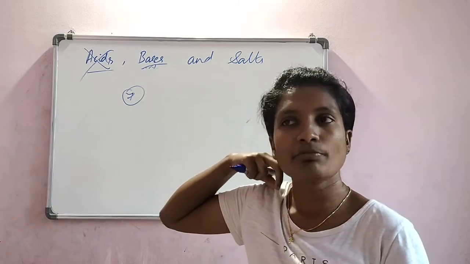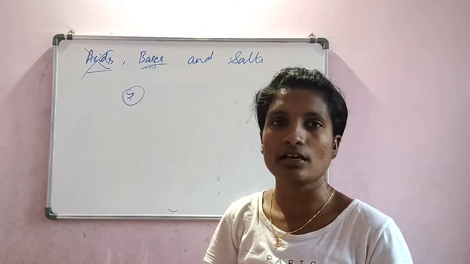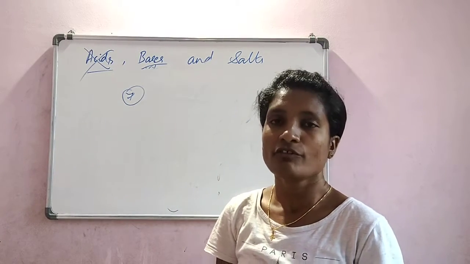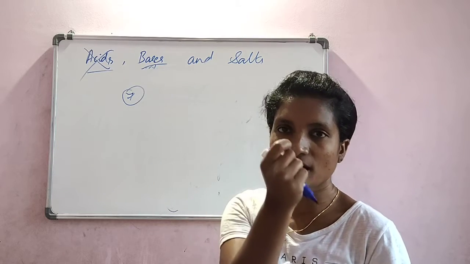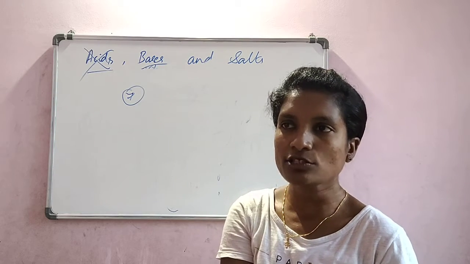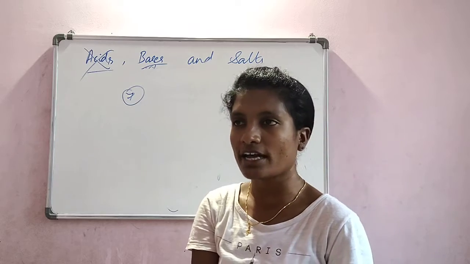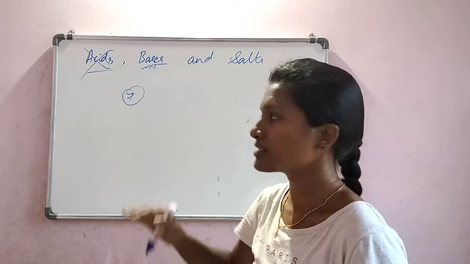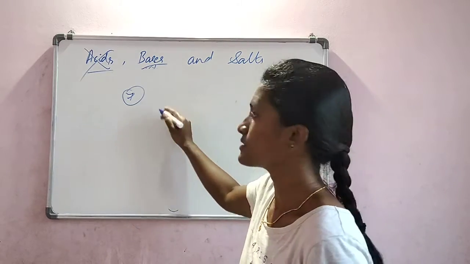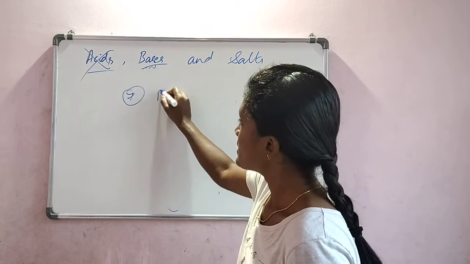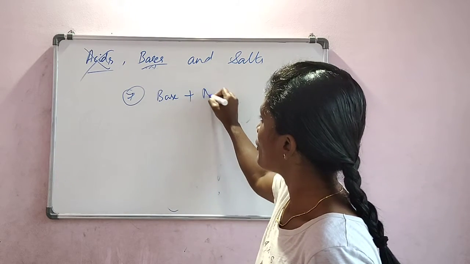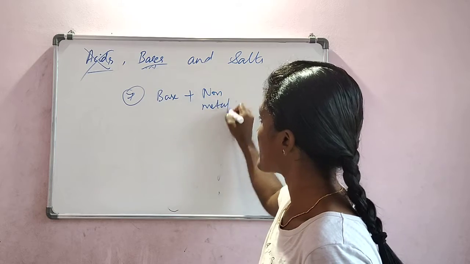Okay, and I forgot to tell you, bases also conduct electricity when they are in solution state, which means bases get decomposed into ions, Na plus, OH minus. These are called electrolytes. They are capable of conducting electricity, which is a property of bases. The last property, bases reacting with non-metal oxide.